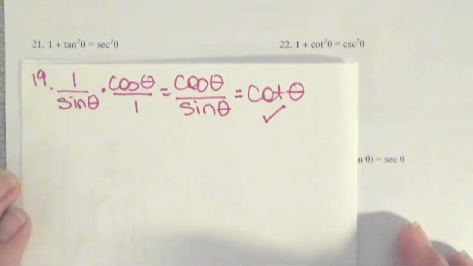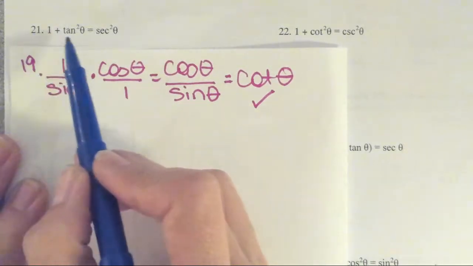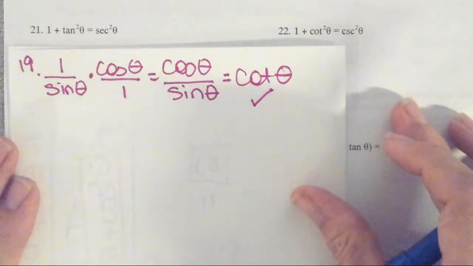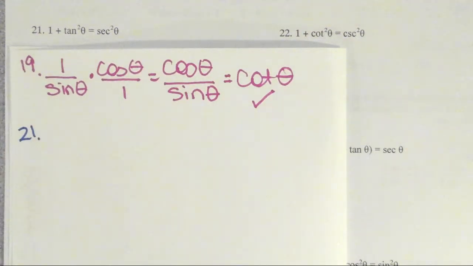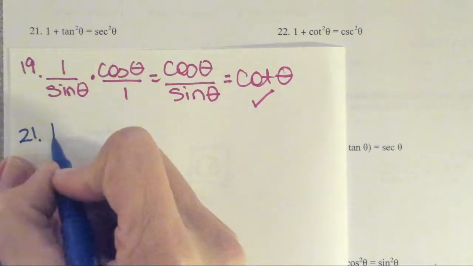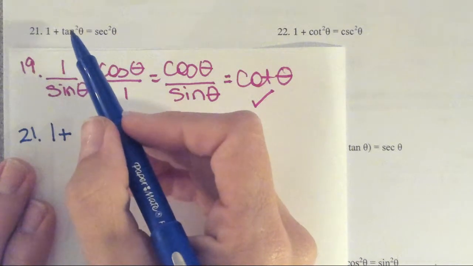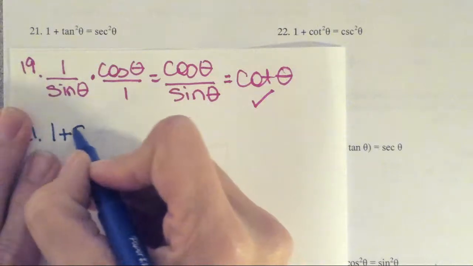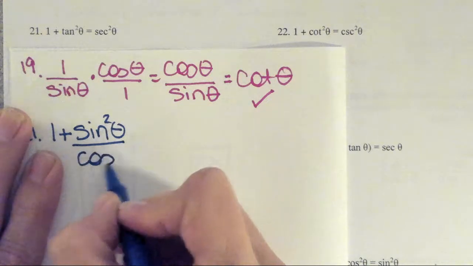Let's go do number 21. Again, my goal is to make the left side equal the right side. So I want to make 1 plus tangent squared equal secant squared. First thing I'm going to do is rewrite 1 plus tangent squared so that it only uses the words sine and cosine. So I'm going to have 1 plus, I'm going to rewrite tangent as sine over cosine. But it's squared, so I'm going to do sine squared over cosine squared.